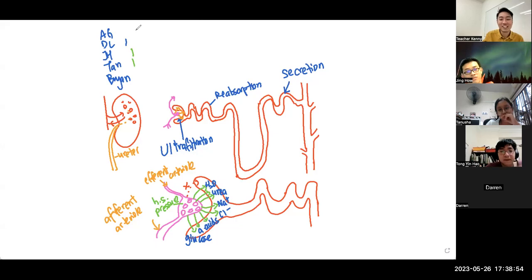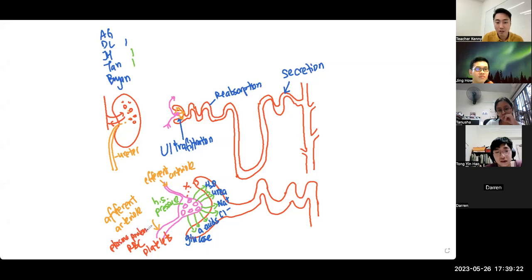Ready. R is red blood cells. They cannot come out. If they come out already, you know what happened? Your urine will have blood. Right? Next, platelets. If you lose platelets, then how are you going to repair if you have any injury? Right? And then one more is plasma proteins. Okay, they cannot filter out.